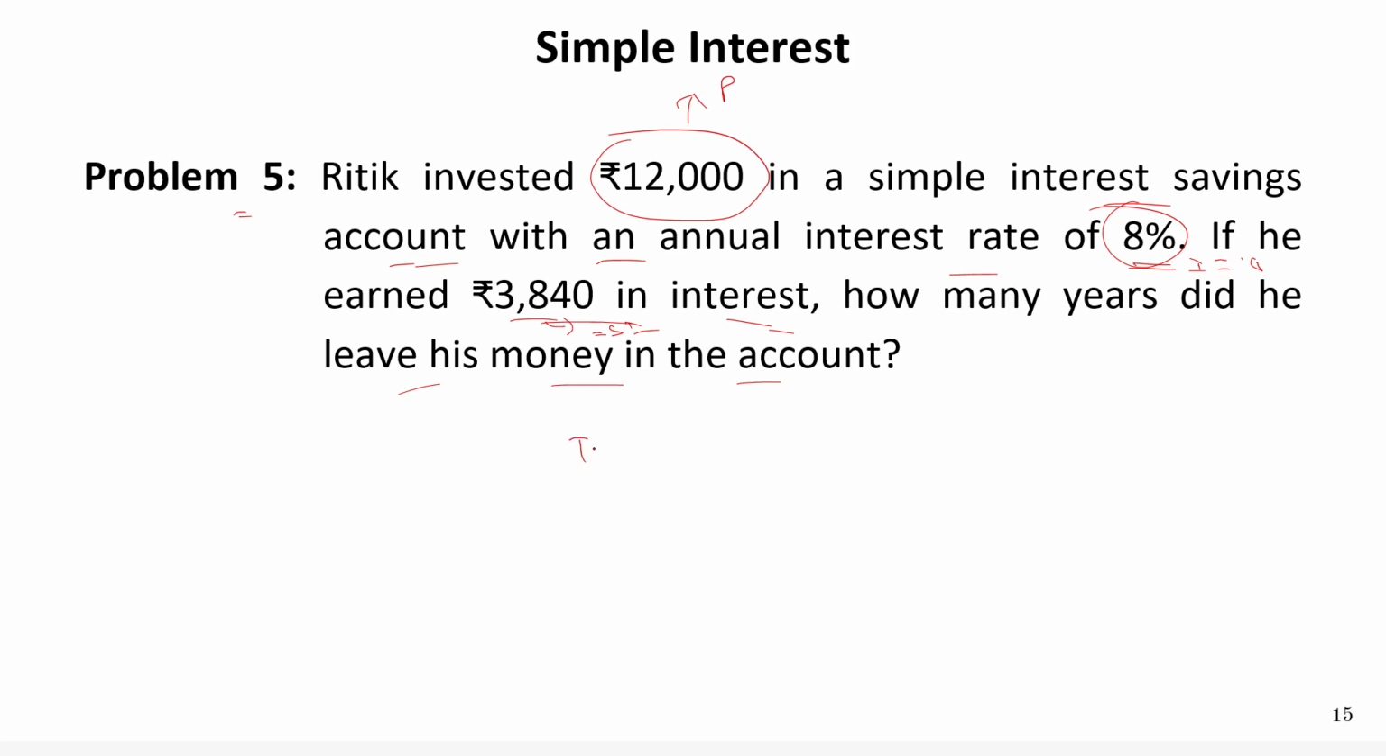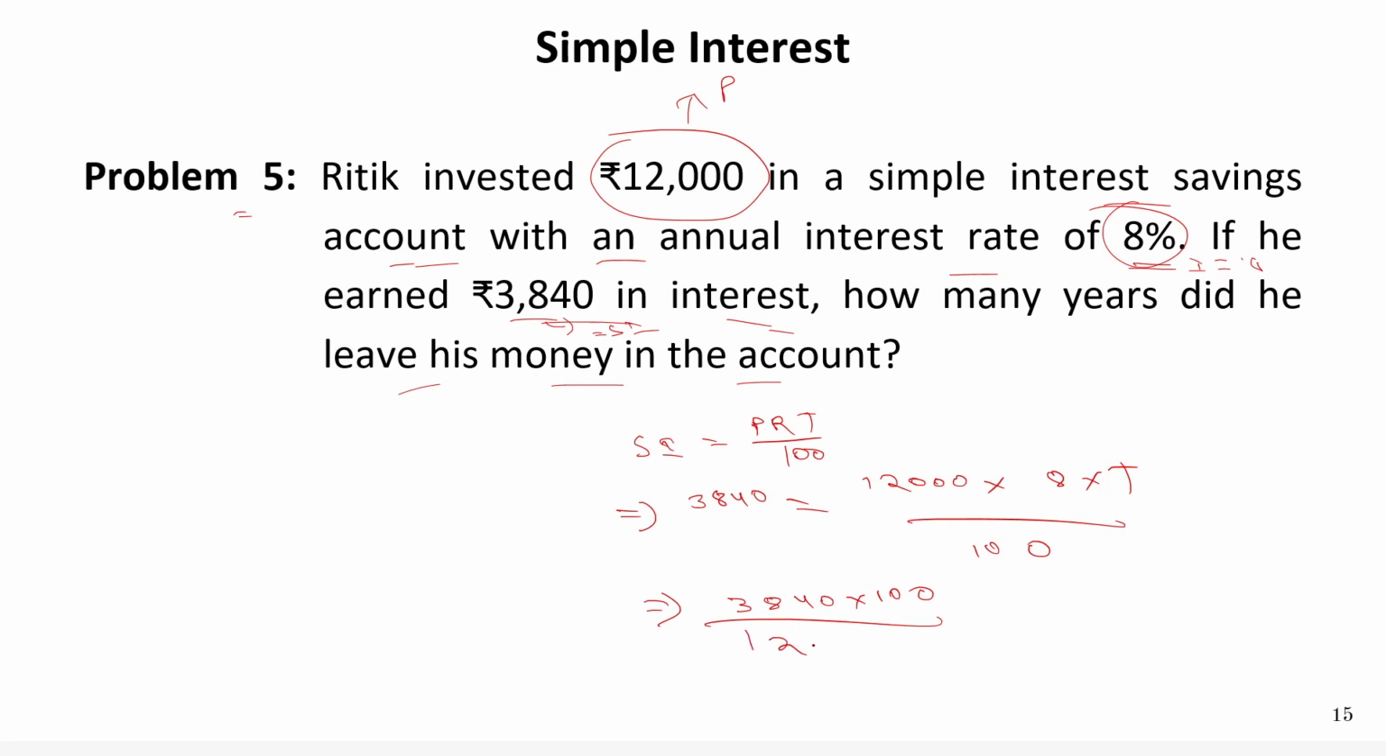How many years? Again we can use the formula, SI is equal to PRT by 100, because R is in percentage here. So 3,840 in simple interest is equal to what? The principal is 12,000 into R. R is equal to 8 here, and T is unknown, so we left it as T. So by 100, because the rate is in percentage here. So this will be 3840 into 100 whole by 12,000 into 8 is equal to T.